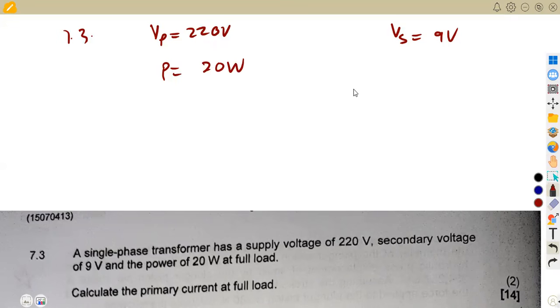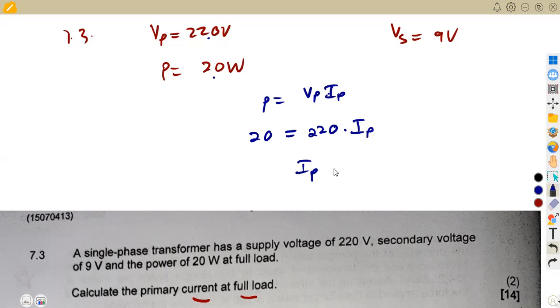Remember, on a single phase transformer we simply talk of the voltage times the current, at full load. Considering the primary side, the question was to calculate the primary current at full load. Since we have the power, we know the power is VP times IP, and we need the current. So the power is 20 watts, equal to the primary voltage 220 times the primary current. We divide by 220, so it's 20 over 220.